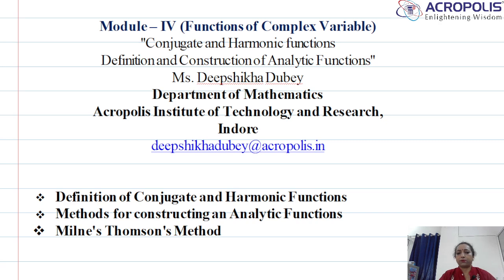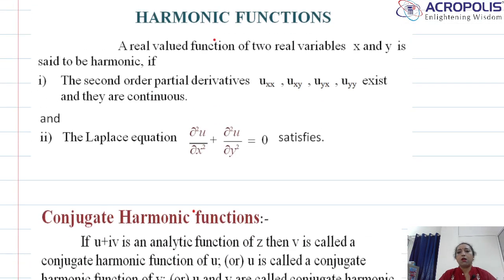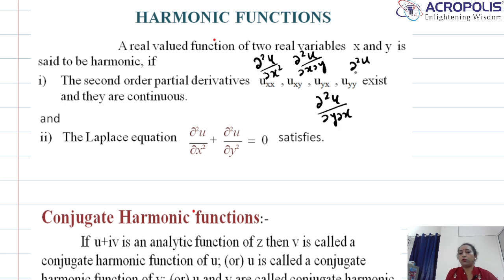So here is the definition. Harmonic function: a real valued function of two real variables x and y is called harmonic if these two conditions are satisfied. First one is the second order partial derivatives, that is del 2u by del x square, that is uxx, then uxy, that means del 2u by del x del y, uyx, that means del 2u by del y del x, and uyy, that means del 2u by del y square, exist, and they all are continuous.